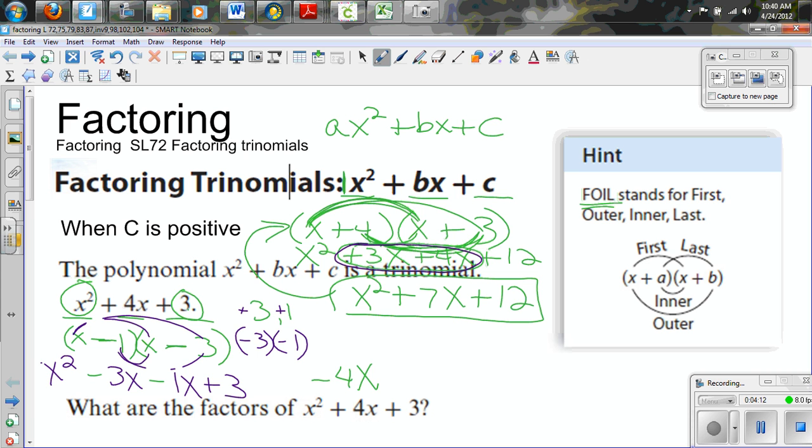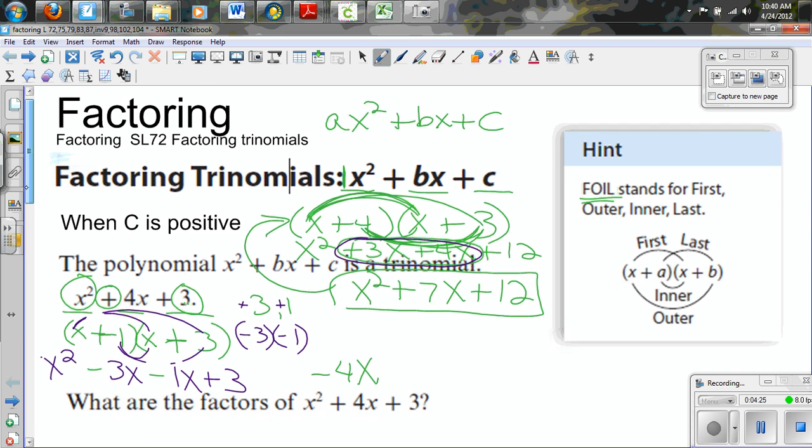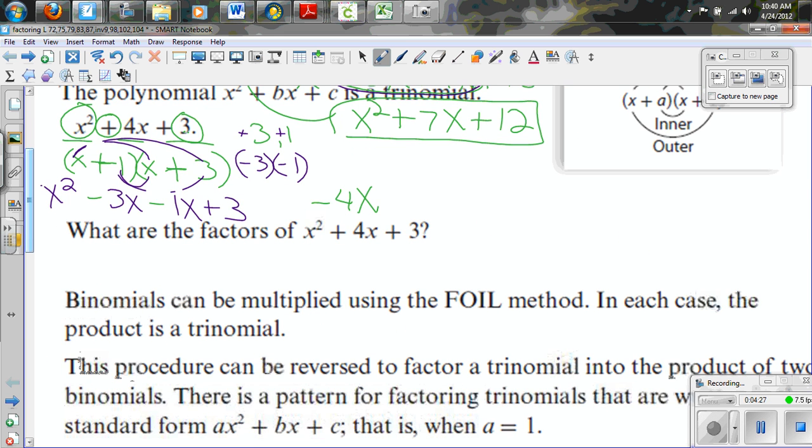It has to be positive. Negative times negative is positive, but since the one in the middle is positive, then both of these terms have to be positive. That's really what we're most concerned about here, what sign is going to end up in the terms. So what are the factors of x squared plus 4x plus 3? They are x plus 1 and x plus 3. Those are the two factors.